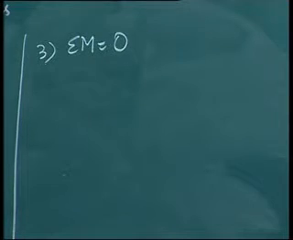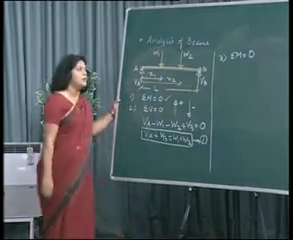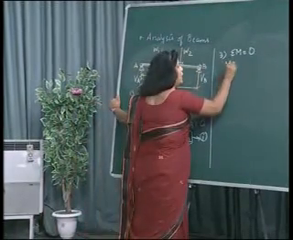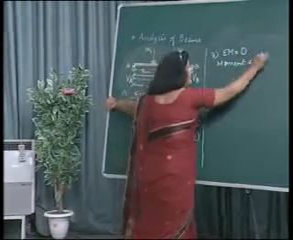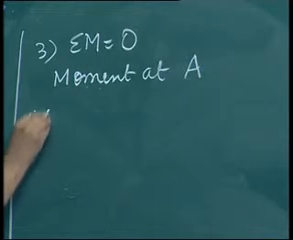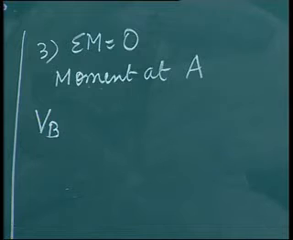I can take moment either at support A or at support B. So to start with, suppose I take moment at support A. So we will write down over here, moment at support A. To start with, first is our VB force. VB force is acting in the upward direction, and I have to take moment at support A. So for support A, the distance from VB is equal to L.